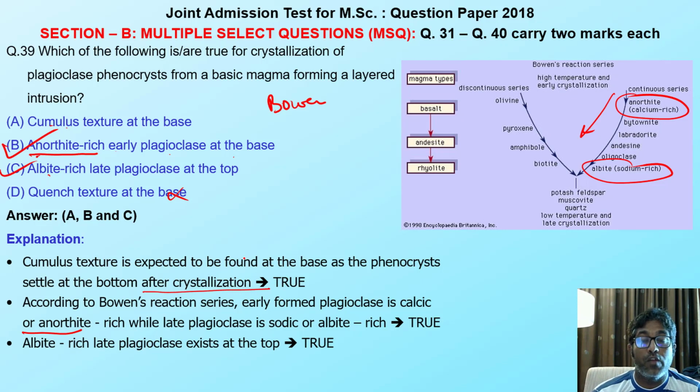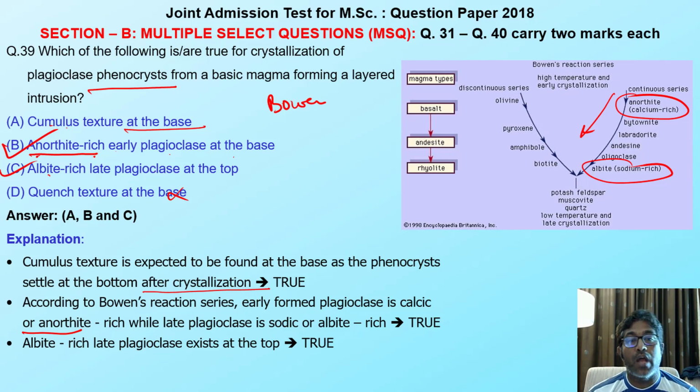Cumulus texture is expected to be found, where will you find this one? At the base as the phenocrysts settle at the bottom, at the bottom after the crystallization. It means when the phenocryst crystallizes, it will settle at the bottom. So cumulus texture is at the base. So bottom is base, it will be there.